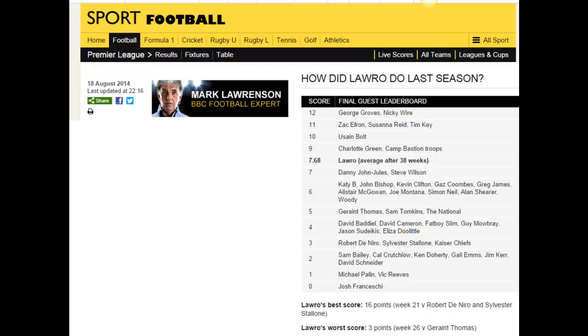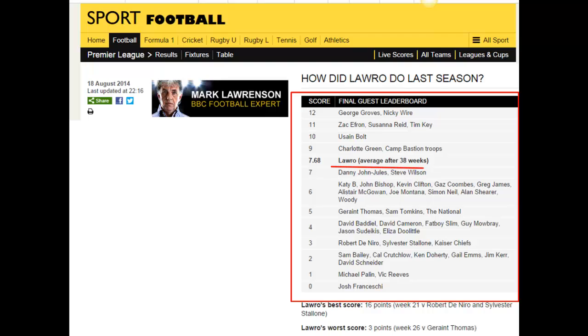Here's an innocuous example. Mark Lawrenson, or Lawro, is a BBC football pundit. Every week he predicts the football scores, and each week a different celebrity has the chance to go head to head with him, but they only get one go. The league table is based on the one-off scores for each celebrity and the average for Lawrenson the football pundit.